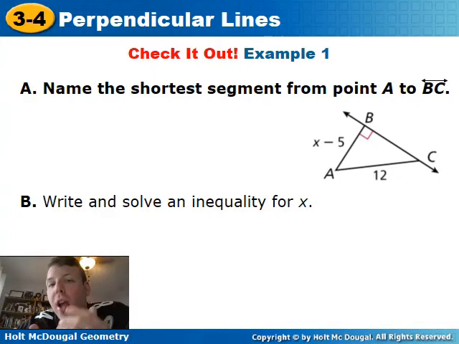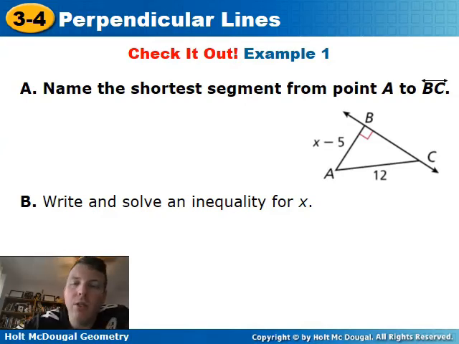Okay, so I want you to try this. Give it a shot. See if you can get it. Try both of them. I want you to first name the shortest segment from point A to BC, and then write and solve an inequality for x. So pause the screen, give it a shot, and then come back to me.